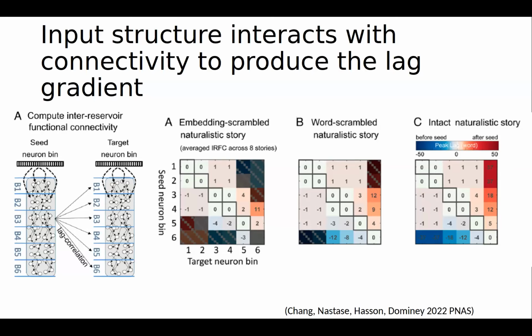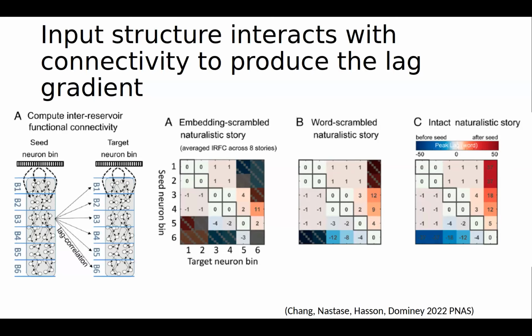So that means that each embedding itself was shuffled, so all structure was removed from the input. There's a hint of a lag gradient here, but it's very small, and that's a vestige of the physical properties of the network.